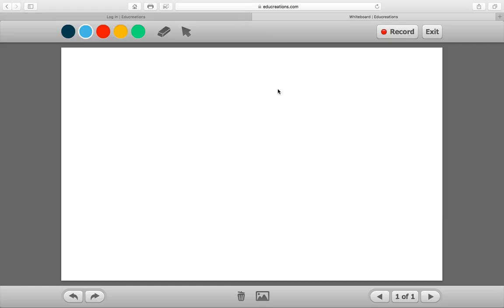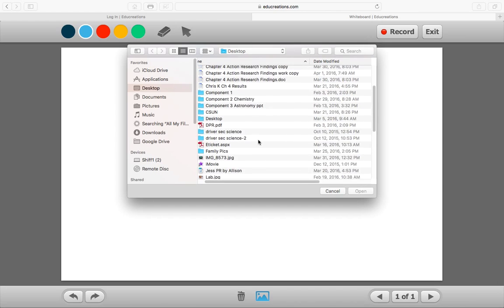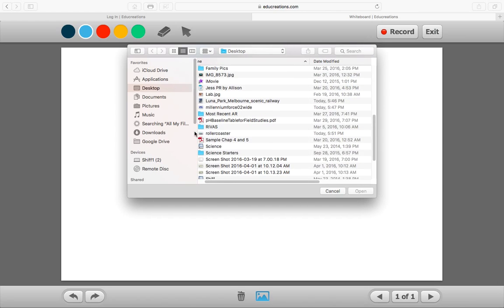This is the basic screen, especially on the free version. You've got a couple different color choices for lines, an eraser, the record button where your students record their voices, and this button down here where we insert pictures. So we're going to start there by inserting a picture. I saved one earlier of a roller coaster.